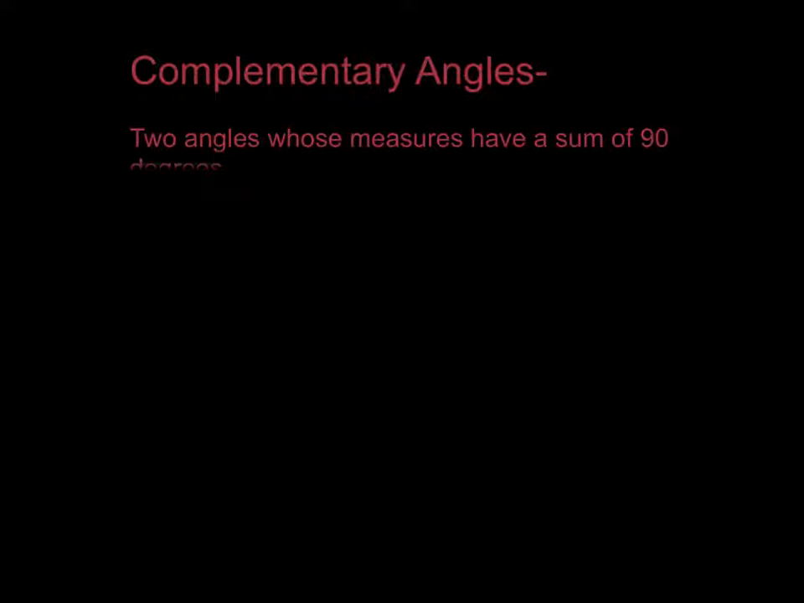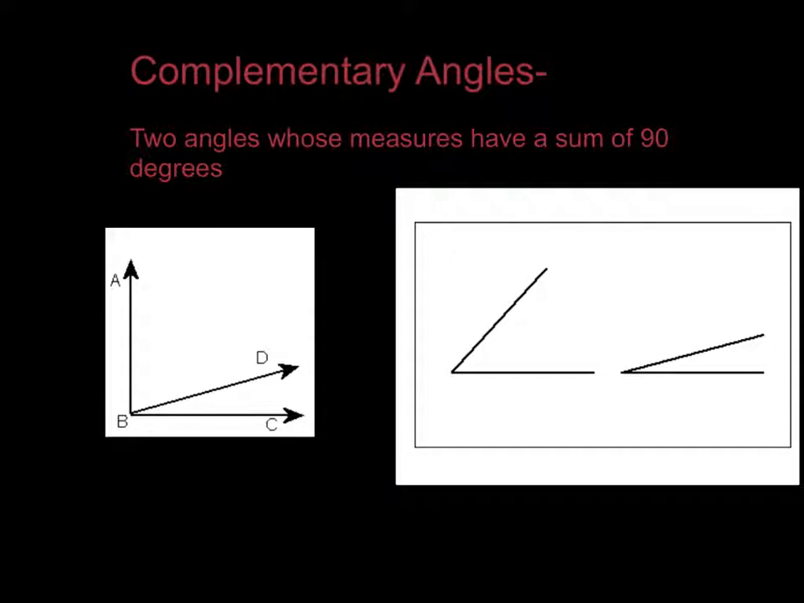Our next important angle pair relationship are complementary angles. Now, this is probably a definition that you've heard of. So 2 angles whose measures have a sum of 90 degrees. Those are complementary angles. So if we look at 2 examples, what I want to be clear about is that they don't have to share the same vertex to be complementary.